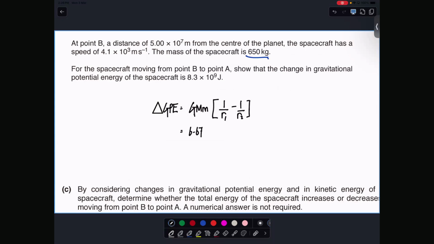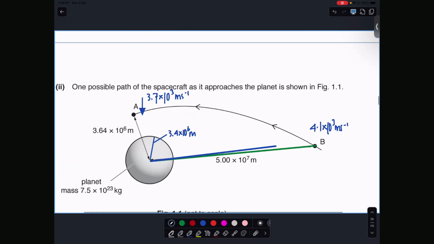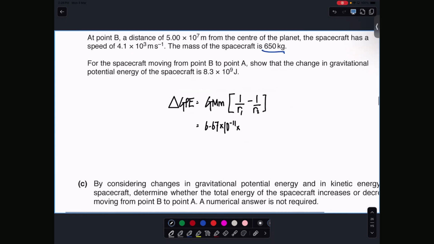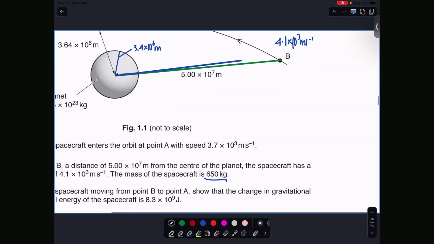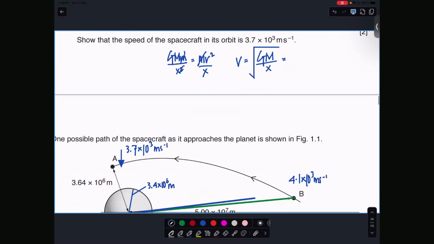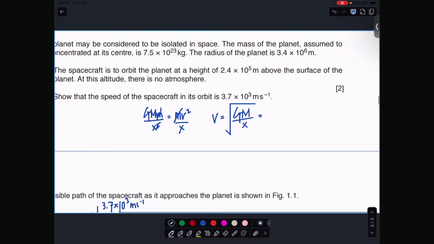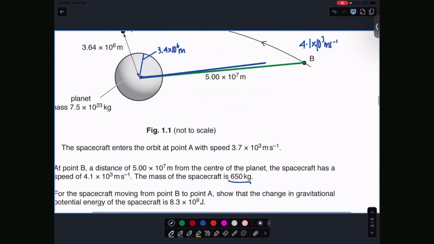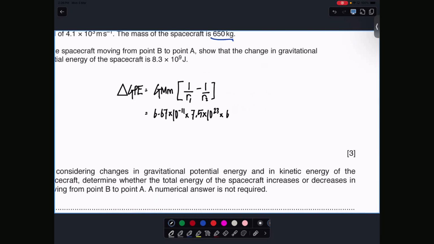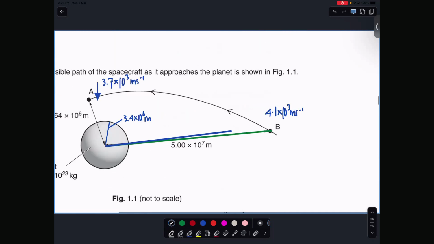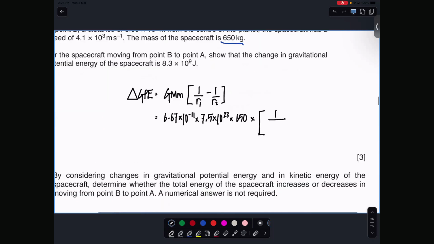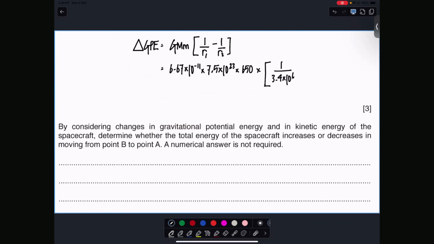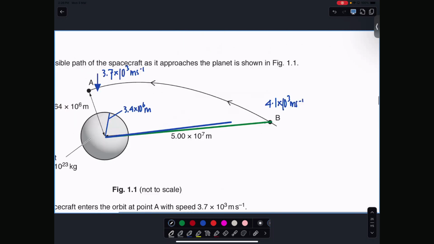So 6.67 into 10 to the power minus 11, into the mass of the planet, 7.5 into 10 to the power 23, into the mass of the object that's orbiting. What's the mass of the object orbiting? 650 kilograms. 650 into 1 by R1 minus 1 by R2. We can take smaller distance minus bigger distance. So this will be 1 by 6.4 into 10 to the power 6 minus 1 by 5.5 into 10 to the power 7.